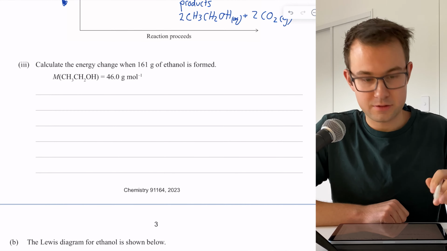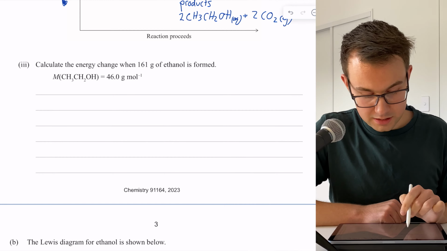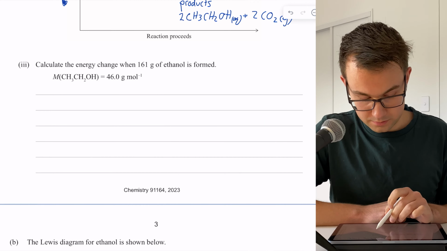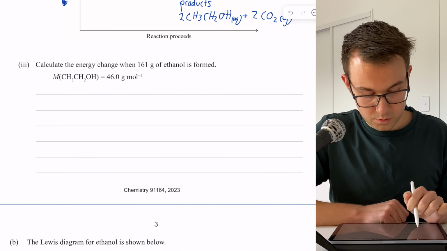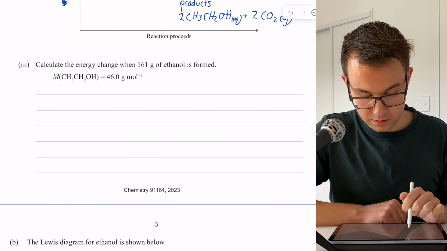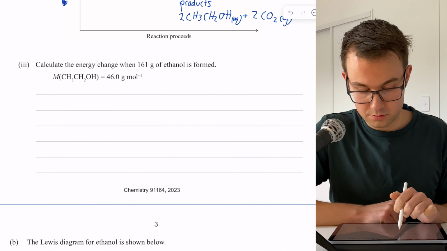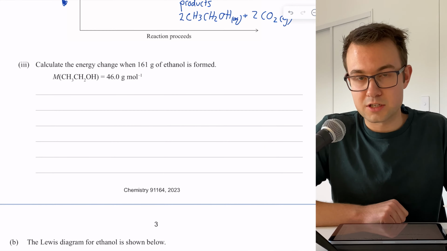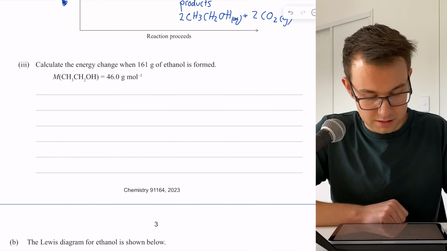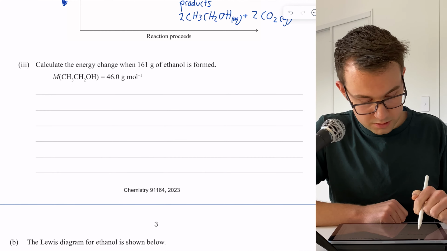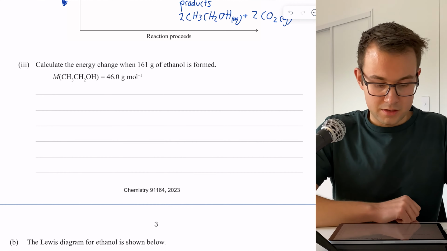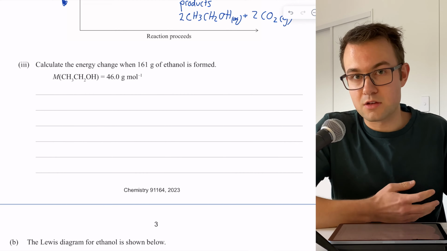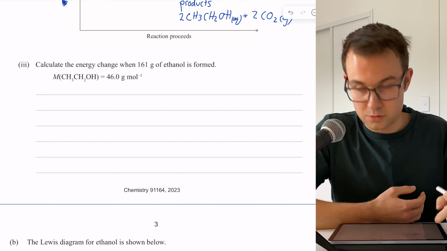Question III. Calculate the energy change when 161 grams of ethanol is formed. We are given the molar mass of ethanol to be 46.0 grams per mole. So we're going to do a little calculation here. What are we wanting to do? Calculate the energy change. If we think about the question, it's wanting an energy change. What is energy? You usually measure that in joules or kilojoules, right?